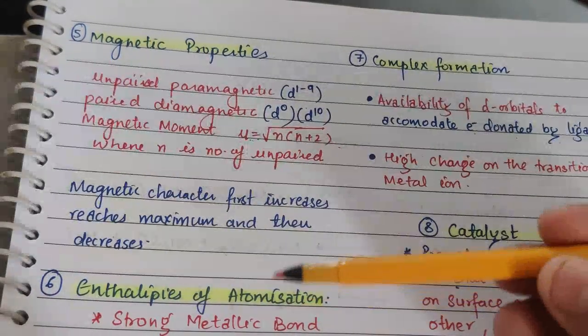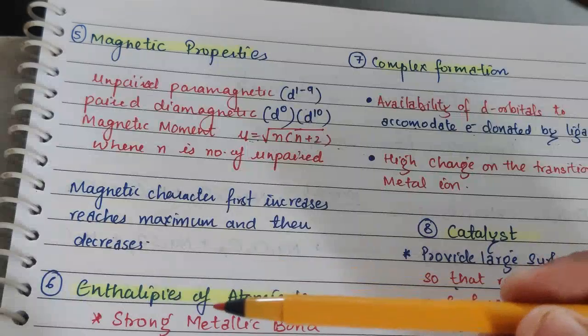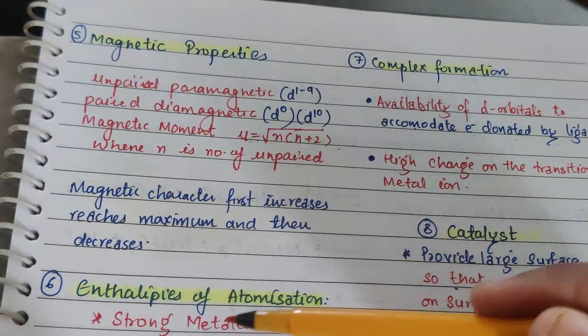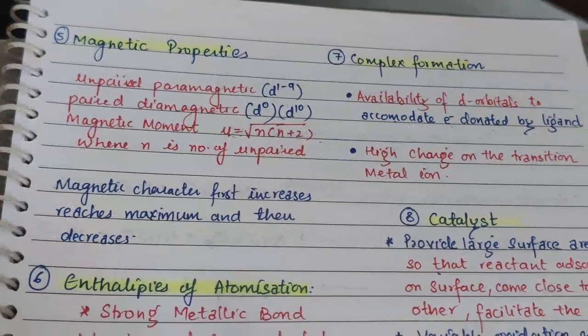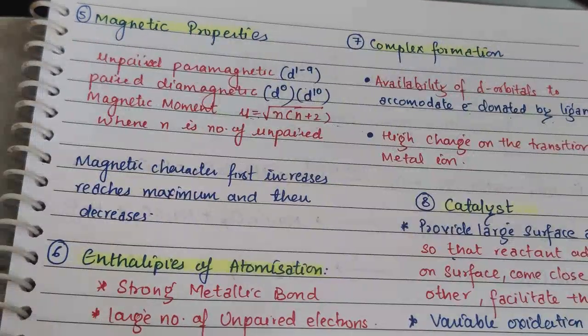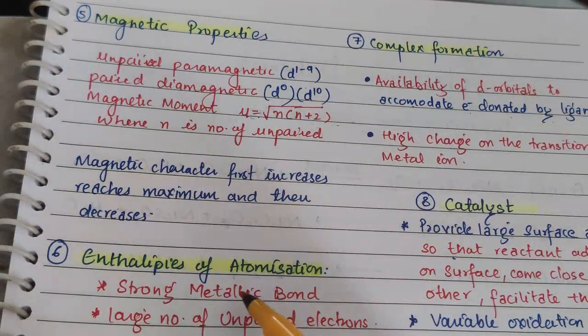Now, next important question: why do d block elements have a high enthalpy of atomization? Because they have a strong metallic bond. And why do they have a strong metallic bond? Because they have a large number of unpaired electrons. These two are the key words you must mention while writing this answer.